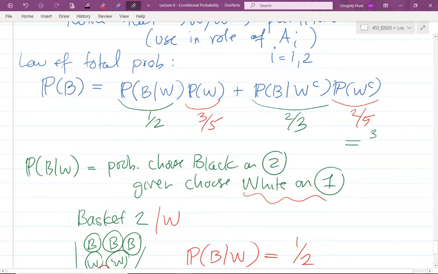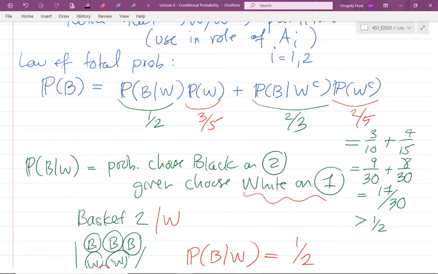That's 3/10 plus 4/15, which is 9/30 plus 8/30, which is 17/30, which is bigger than 1/2. A little bit bigger than 1/2, a little over 50%.